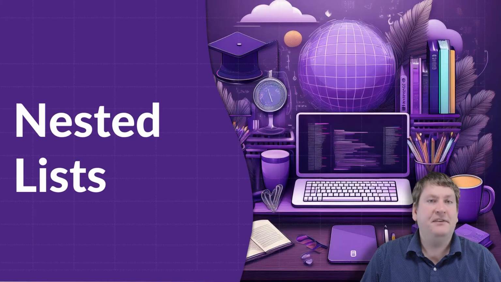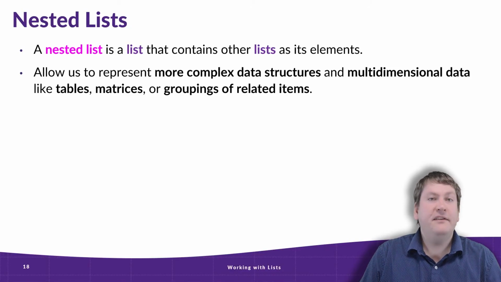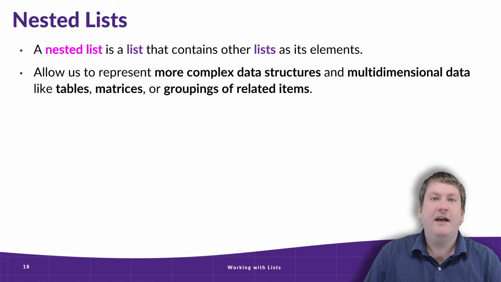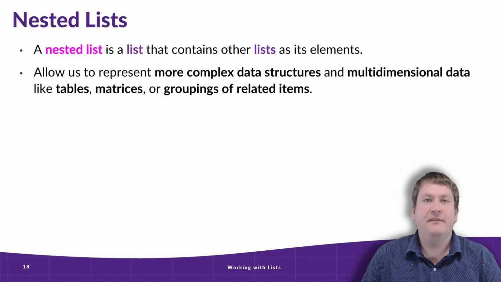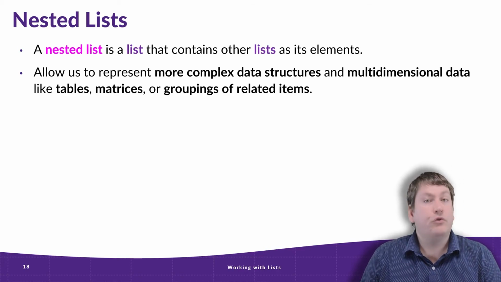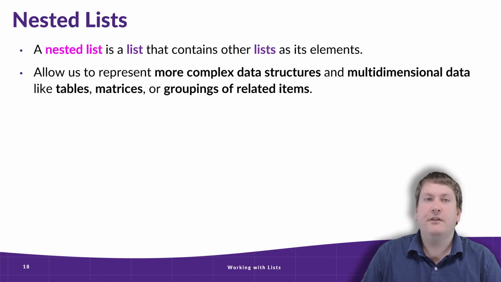Let's move on now to nested lists. So a nested list is simply a list that contains other lists as its elements. Remember, lists and tuples can have any sort of data object inside of them, and this includes other containers like lists or tuples. And by nesting lists, this allows us to represent more complex data structures and multi-dimensional data like tables, matrices, or groups of related items. Let's take a look at an example.